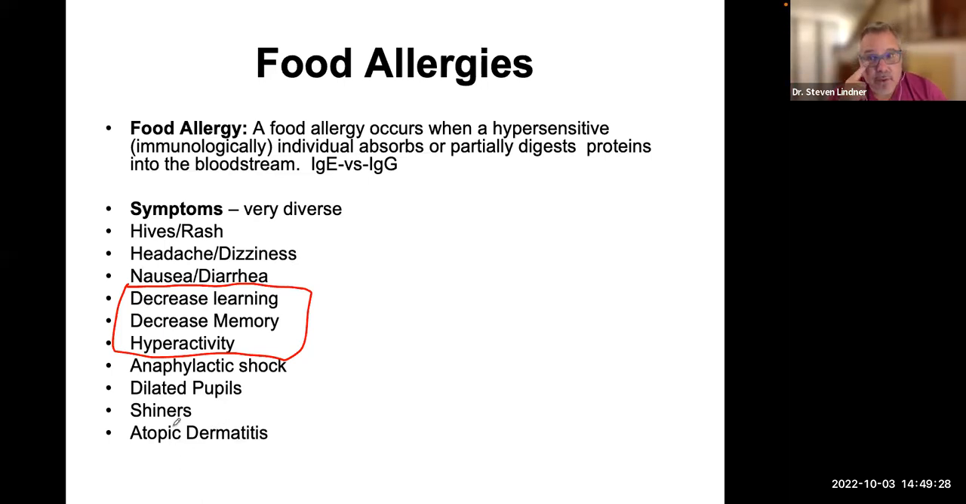Shiners, which is the darkness under the eyes, could be an indication. You can get atopic dermatitis or rhinitis. You can get congestion in the nose, rashes on the skin, dry skin, irritations, all signs of food allergies.